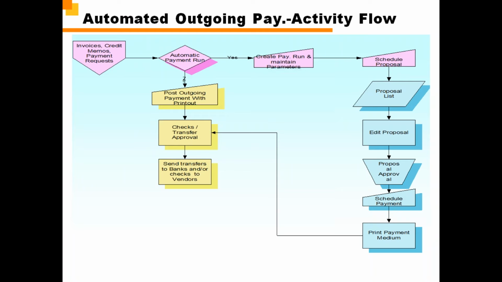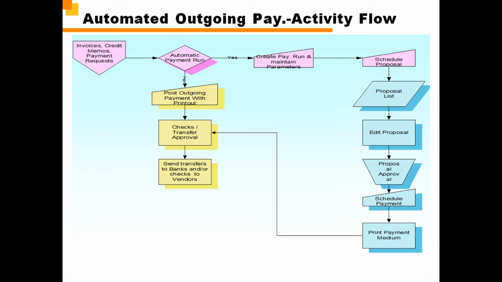So what are these 4 steps? First, we'll maintain the parameter. Second, we'll schedule the proposal. Third, we'll go for the payment, and finally we'll do the printing. So in this activity flow, after maintaining the parameters, we'll schedule the proposal. Then the proposal list will come.